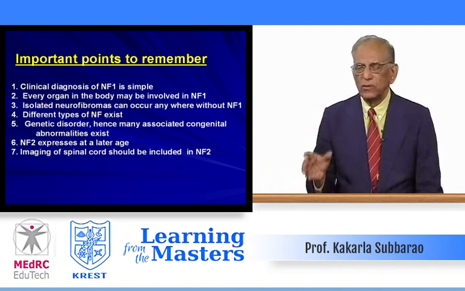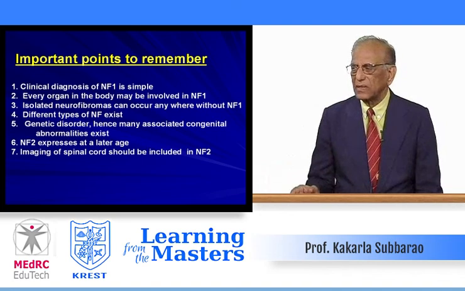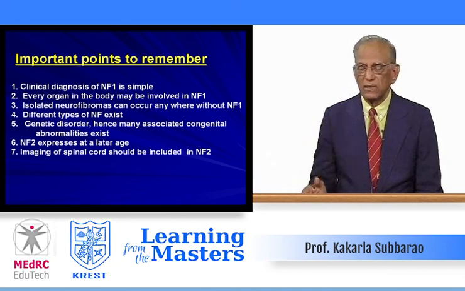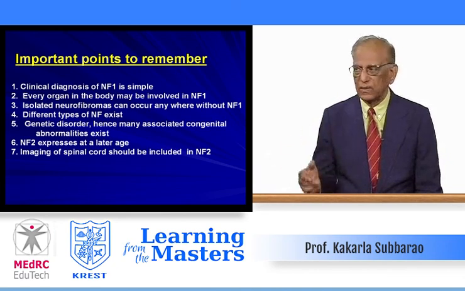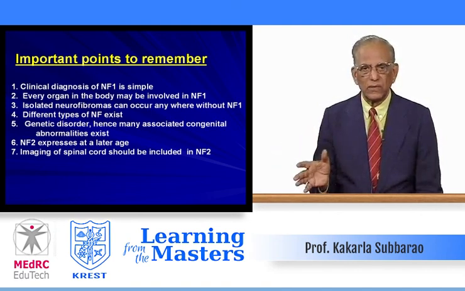Different types of neurofibromatosis can exist. Genetic disorder, again to emphasize, hence many associated congenital anomalies may exist, like cardiac. NF2 expresses at a later stage. Imaging of spinal cord should be included in NF2. These are the important take-home messages.